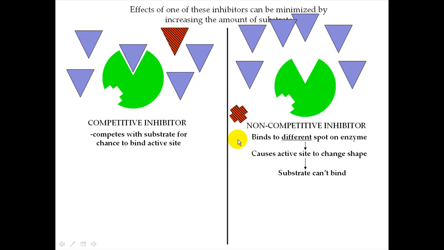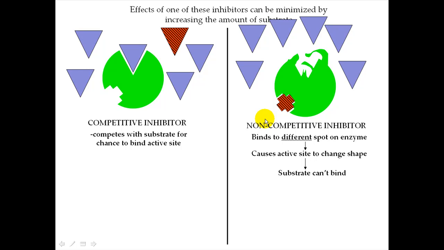Basically, it's going to laugh. It's going to go, hey, you just increased the amount of substrate. I don't really care because that doesn't affect the way that I bind to this enzyme. I can still bind to this spot on the enzyme just as well, even if there's a bunch of substrate around. And because it can still bind to its spot on the enzyme, it can still cause the enzyme to change shape, which means that it can still prevent that chemical reaction from occurring.